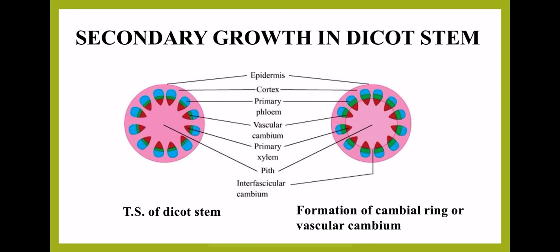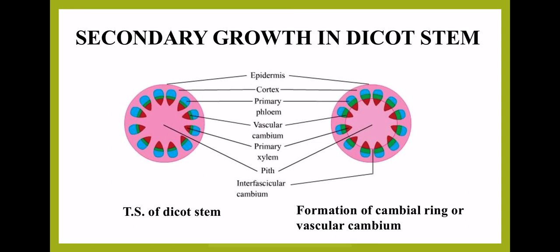Next comes the secondary growth in the dicot stem. What is secondary growth? After the primary growth, some of the cells undergo secondary growth in the dicot stem. Primary growth helps in the elongation of the plant, that is, an increase in the length of the plant. So some of the primary cells in the dicot stem, apart from that, even some of the cells increase the growth of the plant.